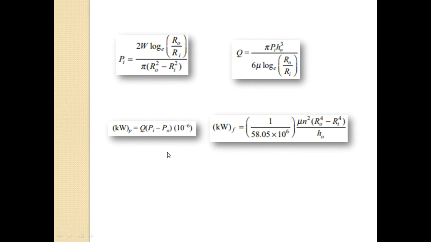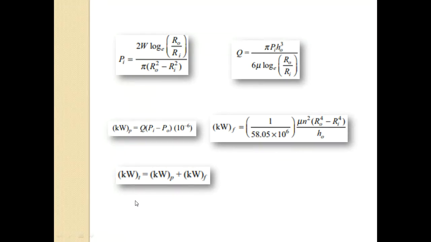Now see here, mu is again the coefficient of viscosity, n is the speed, rho is the radius of the shaft, ri is the radius of the recess, and h naught is the film thickness. Next is the total loss in energy. kW_T is equal to kW_P plus kW_F. That means losses by pumping of the lubricating oil plus losses due to viscous friction. So by adding these two, we get the total energy losses in this flow. These are the formulas.